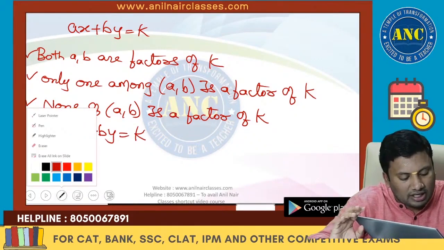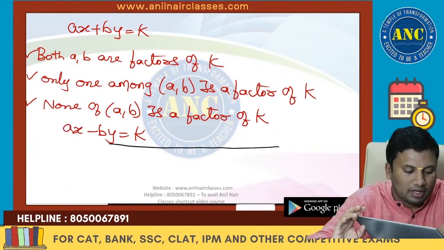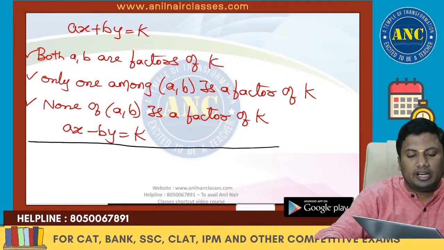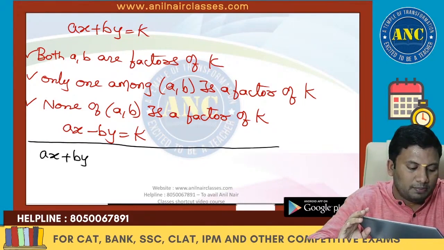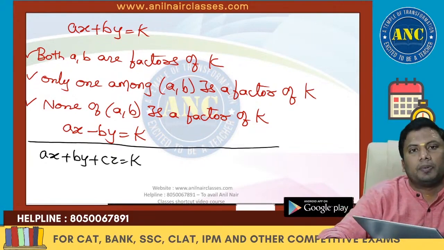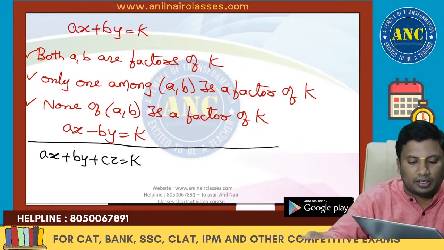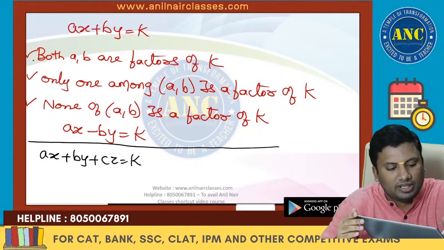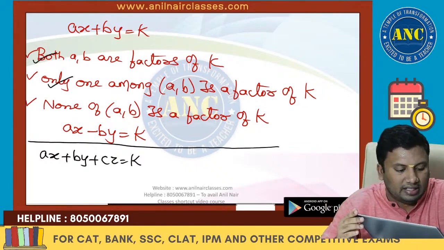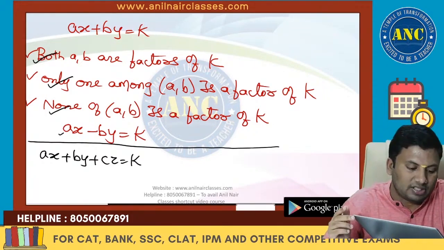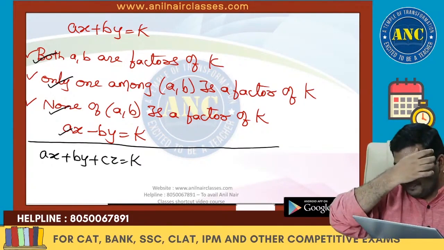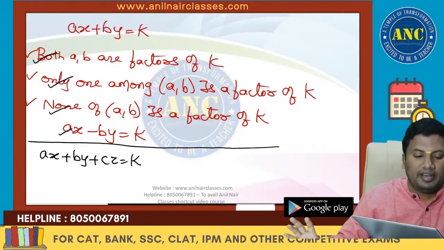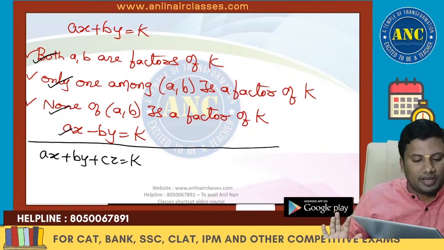Once we understand thoroughly how to solve non-negative and positive integral solutions for this, then we will do ax plus by plus cz equivalent to k. First we will do this variety, then this variety, then this variety, then plus c is replaced with minus, then two variables are replaced with three variables. All these varieties we are going to solve.